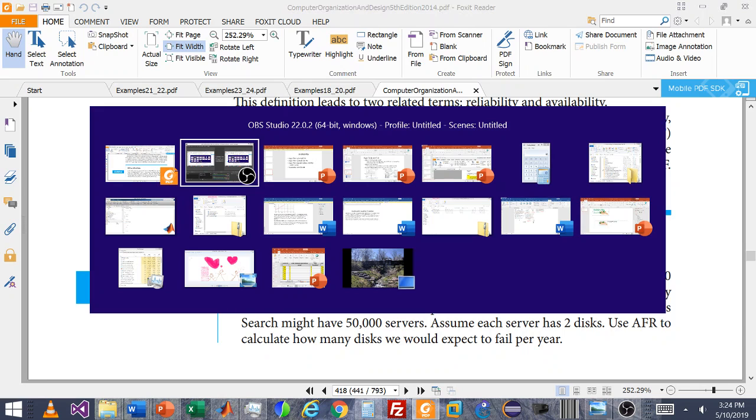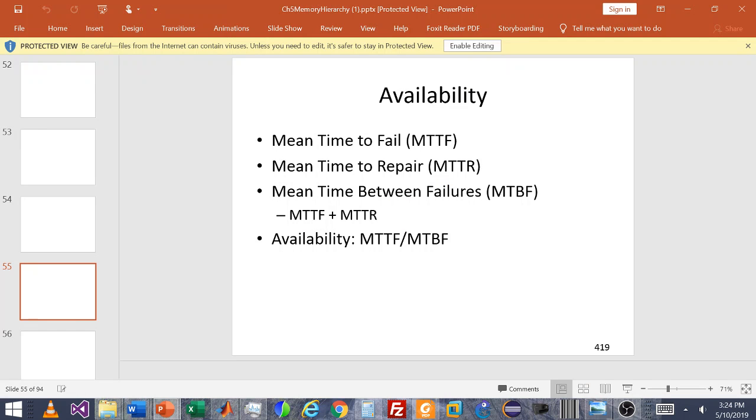The slides that we went through in class were very brief, but some useful information here talks about relating MTTF, MTTR, and then mean time between failures, which is just the sum of MTTF and MTTR. And so availability is the same as MTTF over mean time between failures.